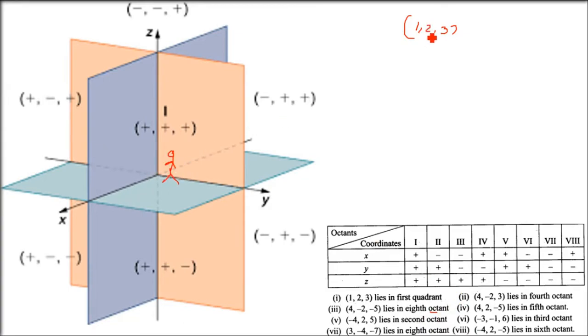So you are standing here. X is 1, Y is 2, and Z is 3. So X is positive, Y is positive, Z is positive. That means plus plus plus. So you are in the first quadrant or first octant. Now tell me 4, minus 2, 3. X is positive, Y is negative.